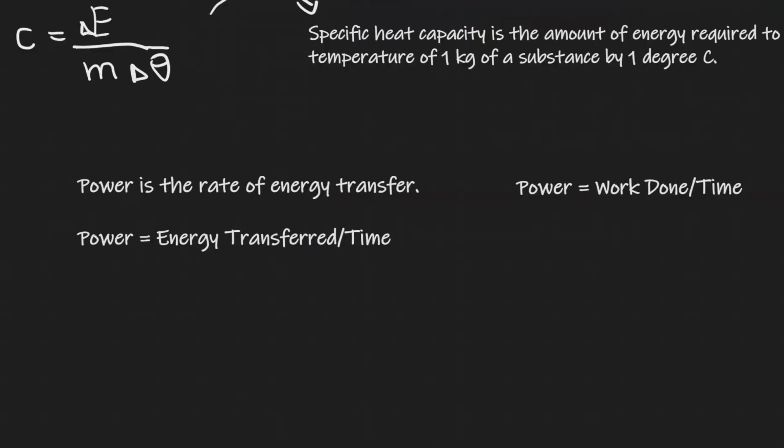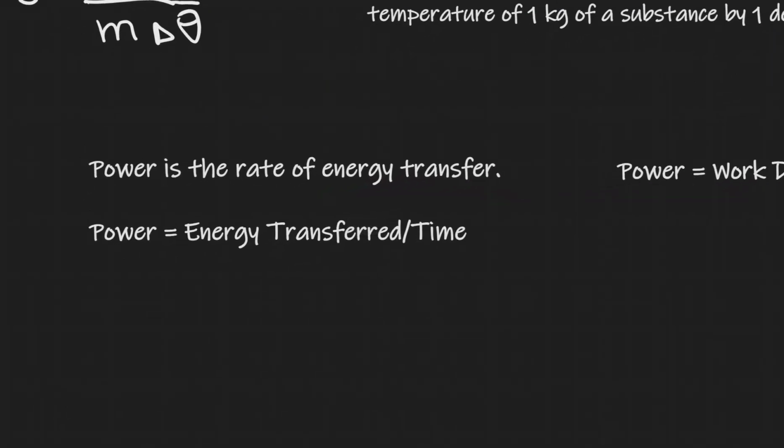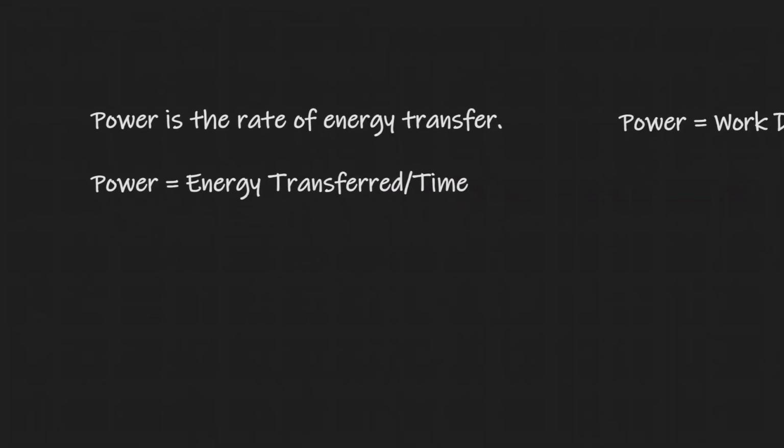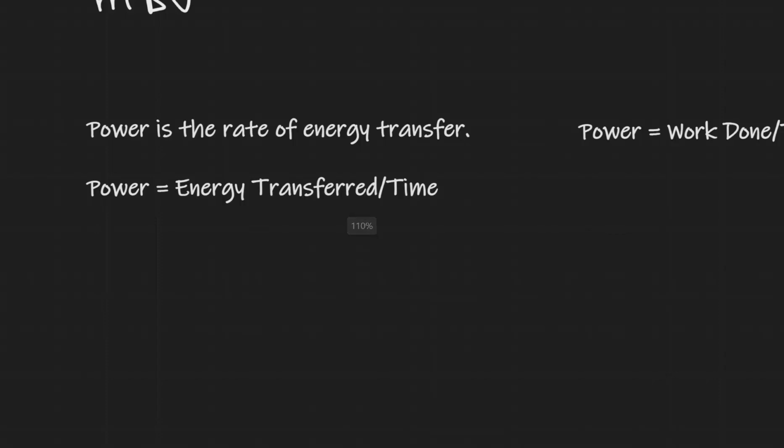Okay, well, let's talk about power next. Power is defined as the rate of energy transfer, and it's typically defined by the amount of energy transfer divided by the time. Mathematically, we would write this as the power is equal to the energy that's been transferred, which is just E, and then we're going to divide this by the time that's elapsed, which is t.